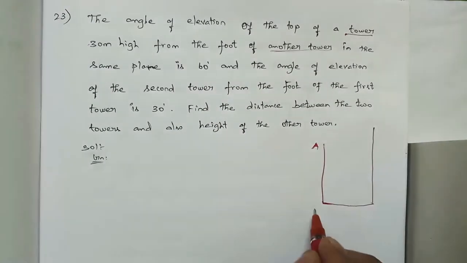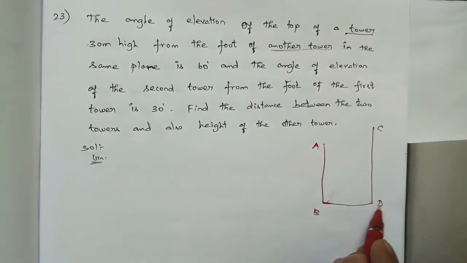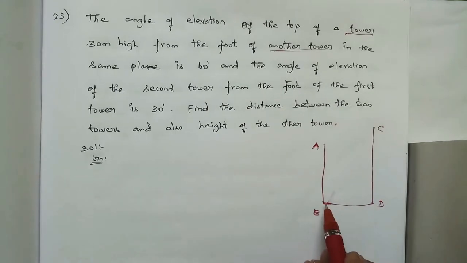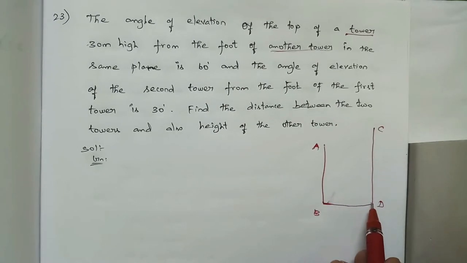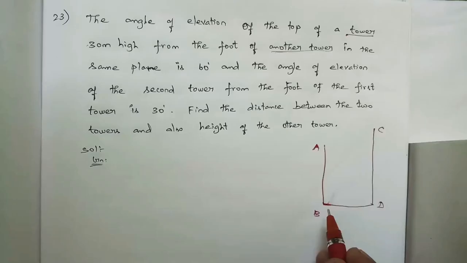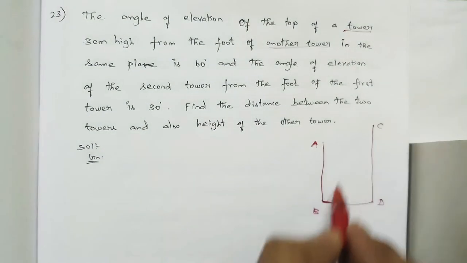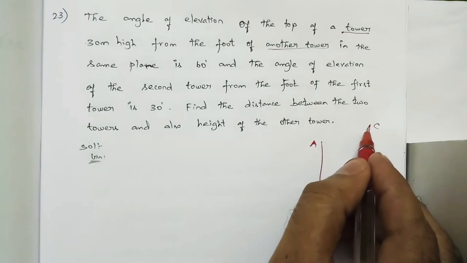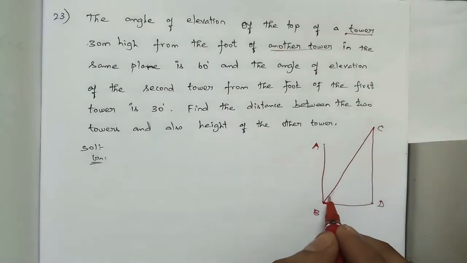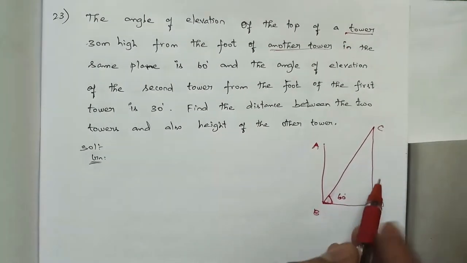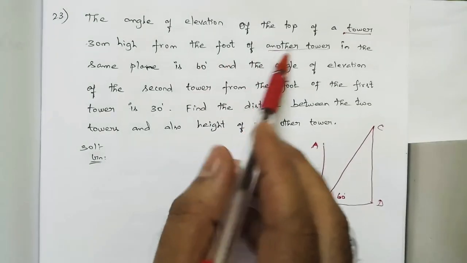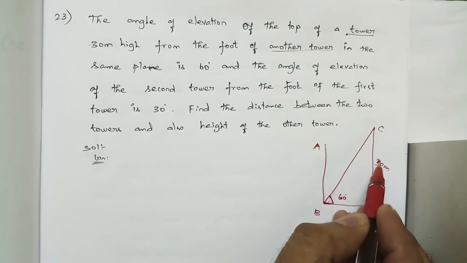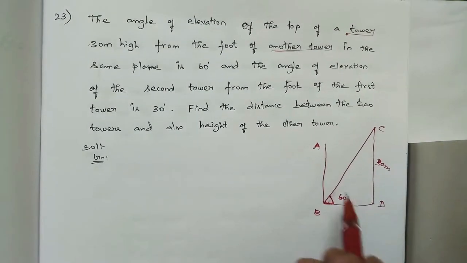So AB is one tower and CD is another tower. From the foot of the other tower, the angle of elevation is 60 degree. What is the height of the tower? They have given that the height of the tower is 30 meter high. So the second tower is 30 meter.